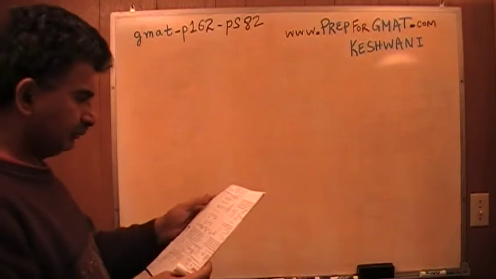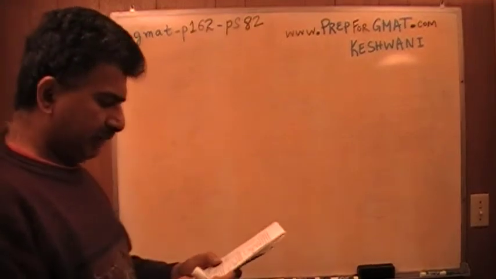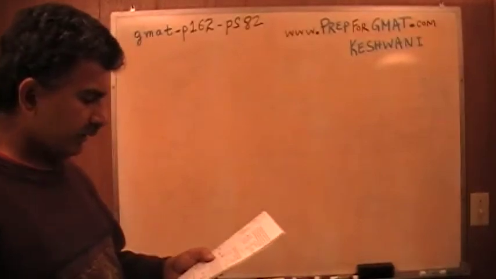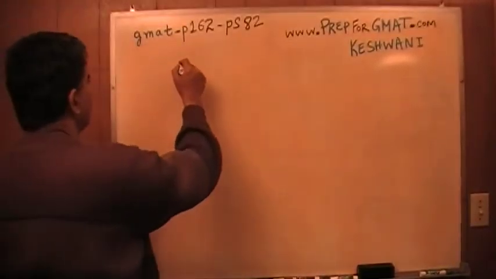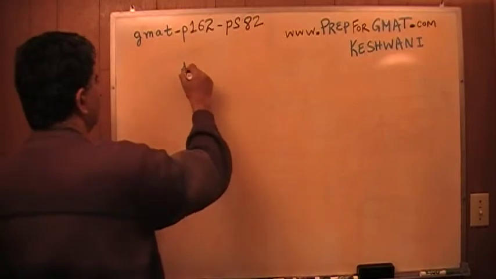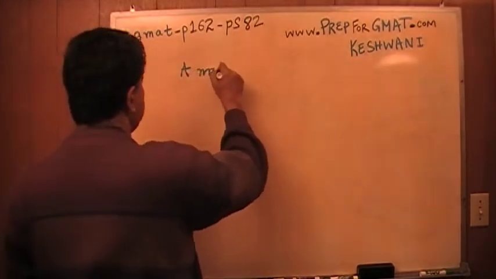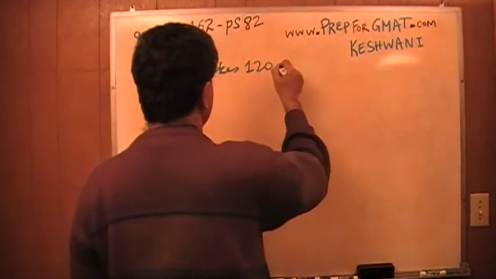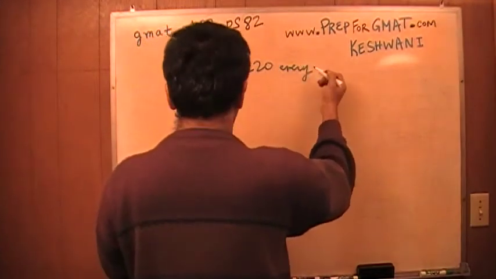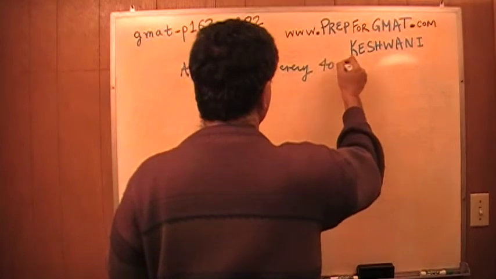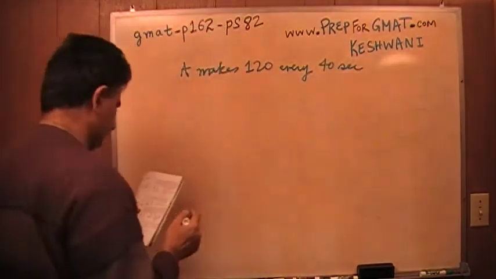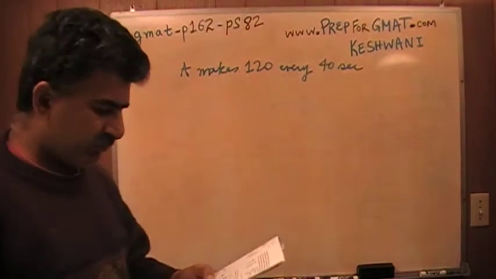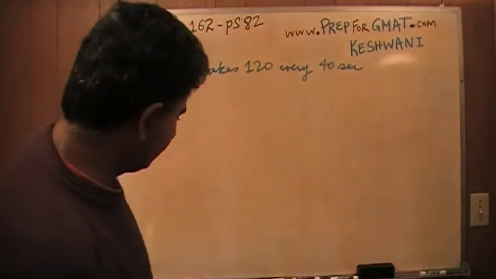Number 82. Machine A produces the bolt at the uniform rate of 120 every 40 seconds. So I'm going to make a note here. A makes 120 bolts every 40 seconds, and B produces bolt at the rate of 100 every 20 seconds.